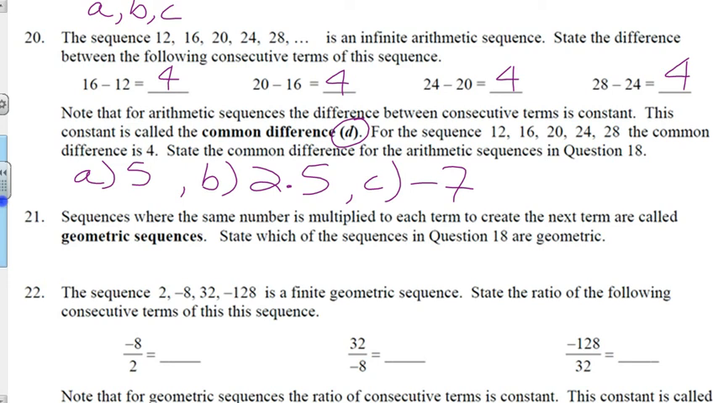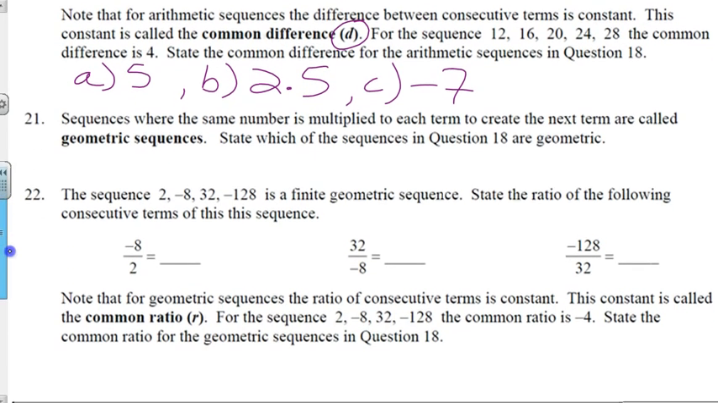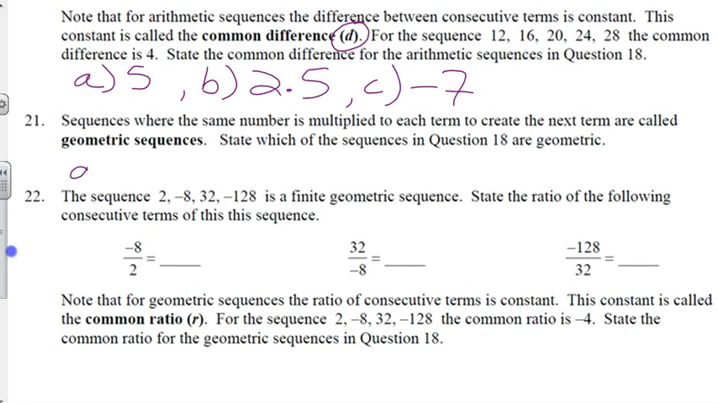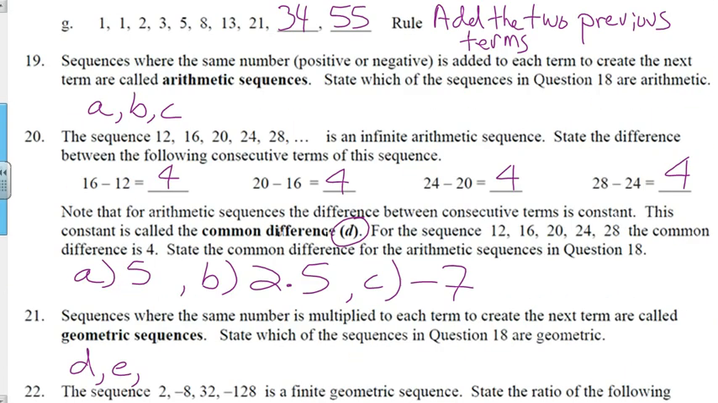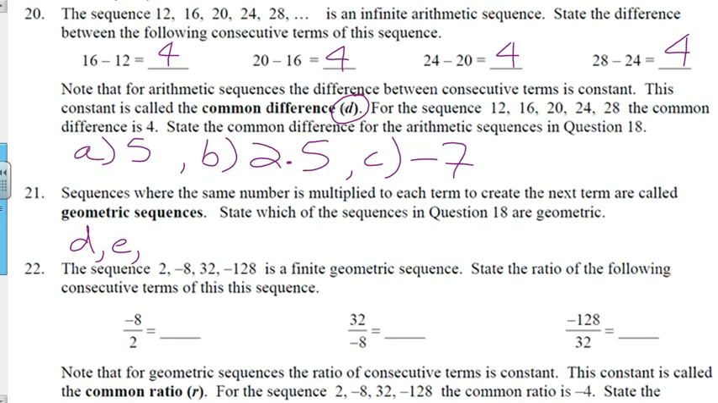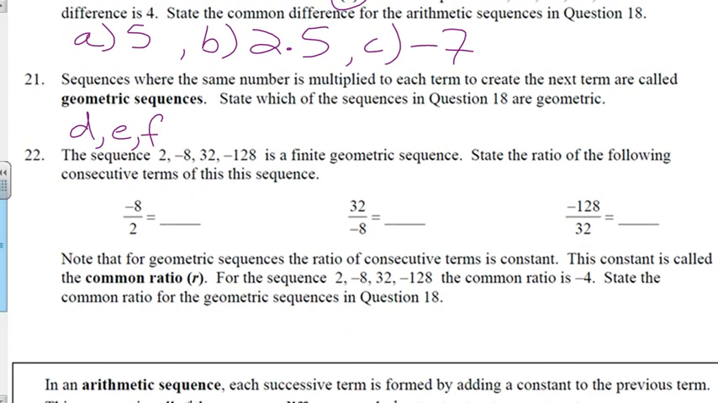Sequences where the same number is multiplied to each term to create the next term are called geometric sequences. Which of the sequences in 18 are geometric? D, E, anything else? F. The sequence 2, -8, 32, -128 is a finite, right? It comes to an end, there's no ellipsis on the end. Is a finite geometric sequence.